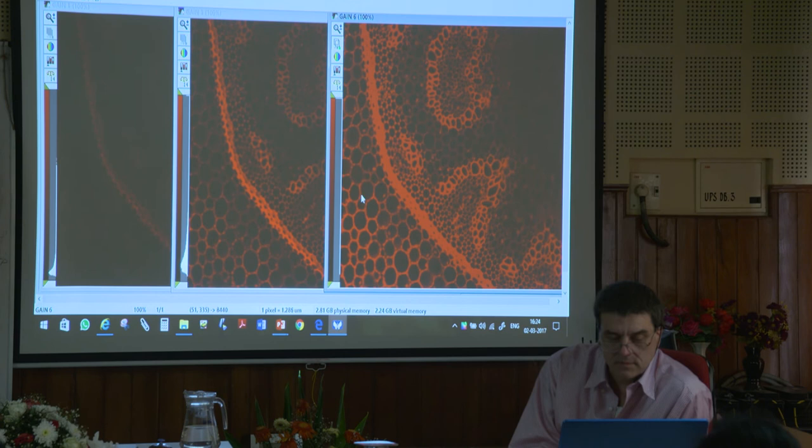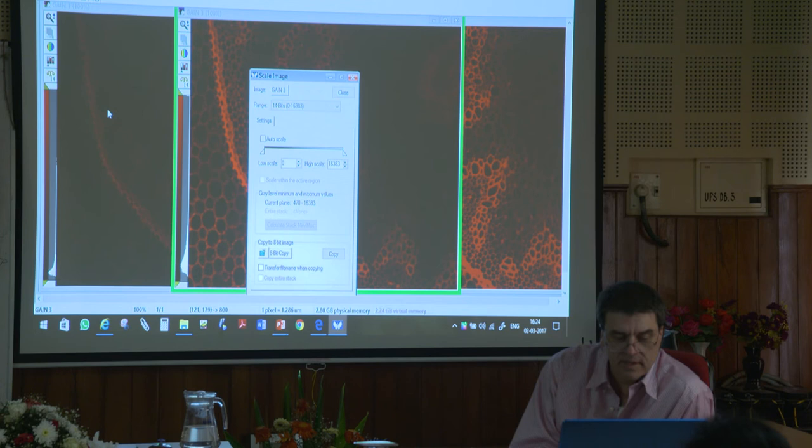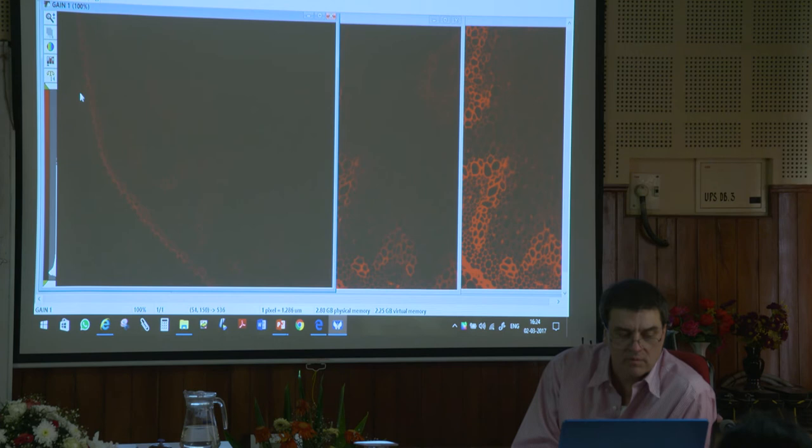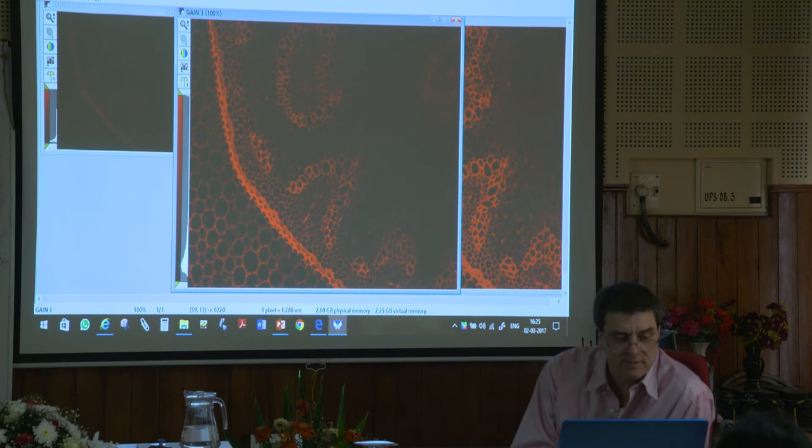Let's take a look at the scaling. Okay, it's 0 to 16,383 on that one. 0 to 16,383 on that one. And 0 to 16,383 on this one. Okay, so all these images are equal comparisons. I took them at the same exposure. I could look at it too, but I know I did, because the whole idea was to show you what happens when you have the same exposure looking at gain.